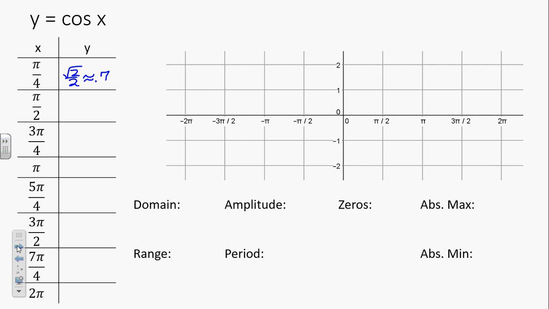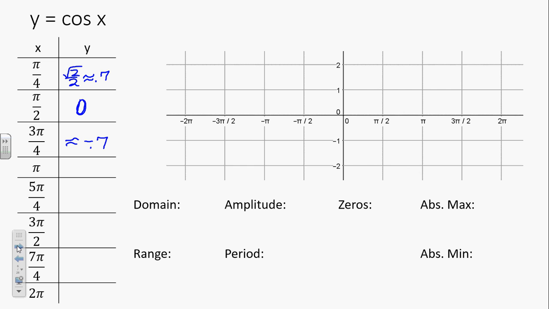Okay, how about pi over 2? Is it going to be 1 or 0? It's going to be 0 because it's the x value, right? So we're going to have a 0 of that 0, 1 coordinate. Okay, how about 3 pi over 4? Root 2 over 2, but negative this time, right? Because we're in the second quadrant and the cosine is negative there. So it's about equal to negative 0.7.